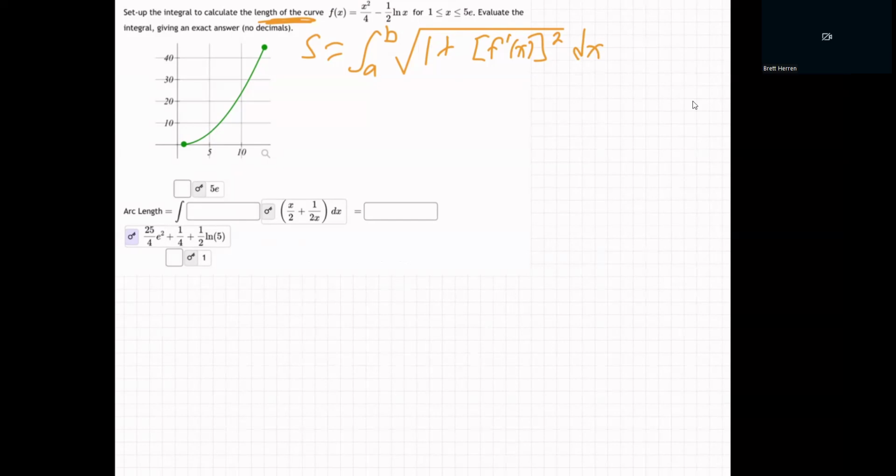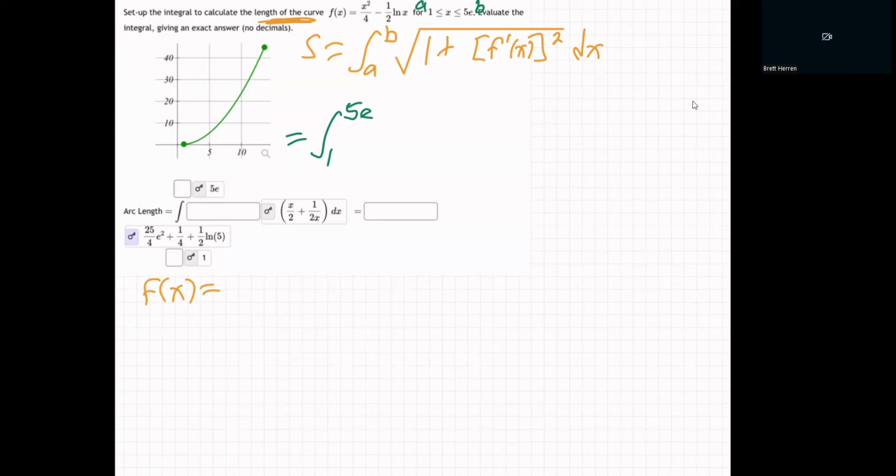Well, here's our A and our B. That's pretty easy. That's along the x-axis. So that's going to be the integral from 1 to 5e. Okay, so now I'm going to go over here on the side. I'm going to write the function f of x.